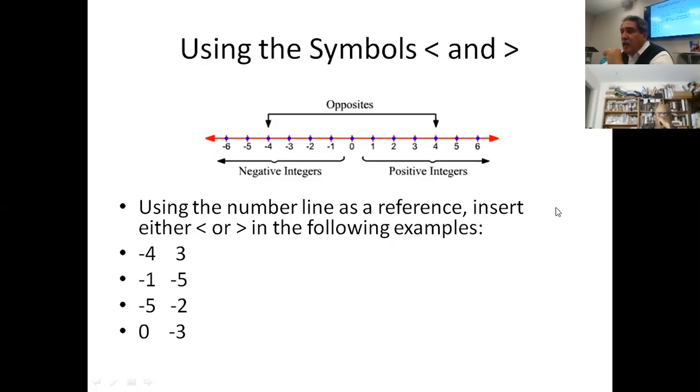Following me? Which one is bigger, which one is smaller? -1, -5. Which one is bigger, -1 or -5? That's right. The number closer to the origin, whatever you go this way to the right, is larger. -1 is greater than -5. Let me give you an example.